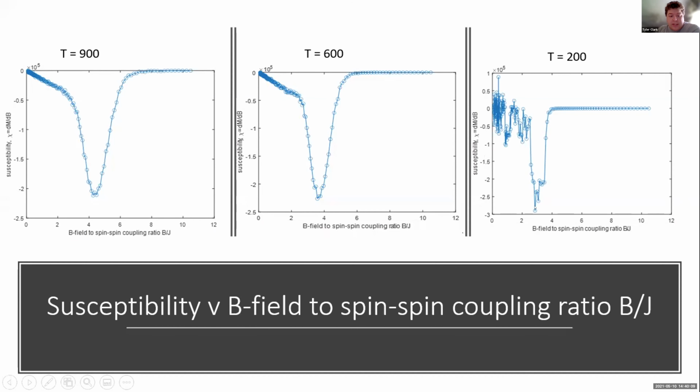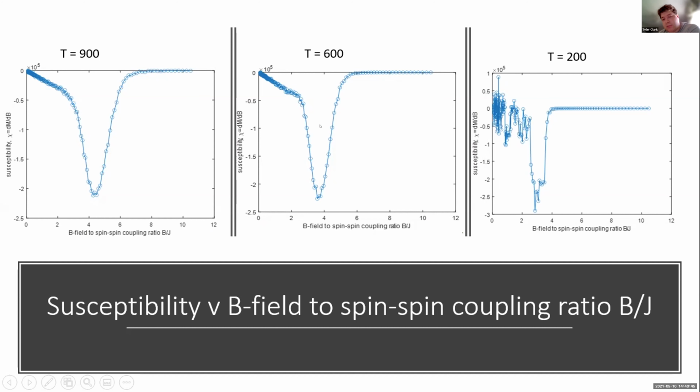It's something similar when it's the susceptibility versus the B field spin coupling ratio, but in the parabola, in the 900 Kelvin, the susceptibility goes down to under -2. And it's at the B field and it goes back up. 600 is lower than -2 and 4, and it's similar to the 900 Kelvin one.